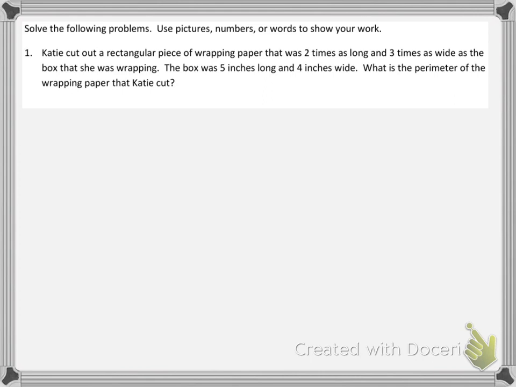The first problem we're going to focus on tonight is about Katie's wrapping paper. And we see that Katie's wrapping paper is 2 times as long and 3 times as wide as the box that she was wrapping. And we see that her box is 5 inches long and 4 inches wide. And they're asking you to find the perimeter of the wrapping paper that she will cut.